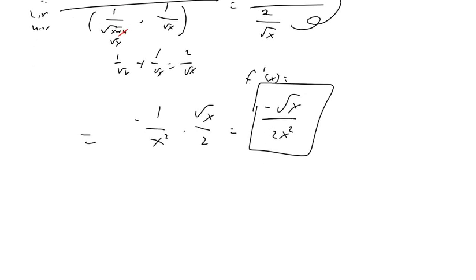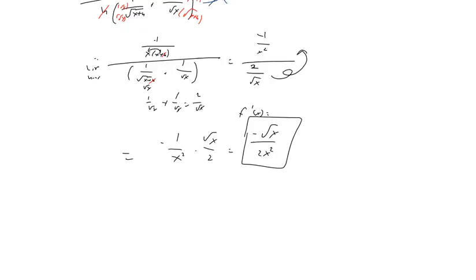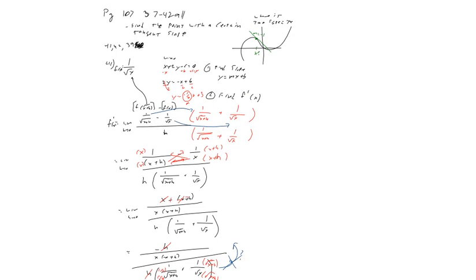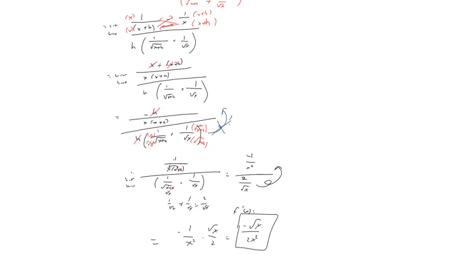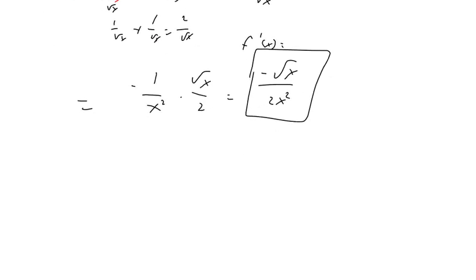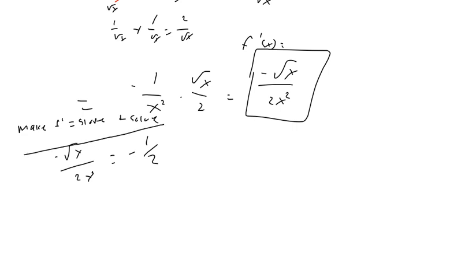Now we want to know when that is equal to our slope of negative 1/2. We want to know when this is equal to negative 1/2. So we're going to have to do some solving here. Negative radical x over 2x squared has to equal negative 1/2. Make it equal to the slope. Make f prime equal to the slope. And solve.